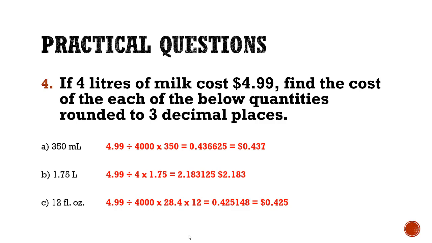Last step, let's take the cost of 1 ounce and multiply it by the 12 ounces we're looking for, and we get a final rounded answer of $425 for 12 fluid ounces of milk.